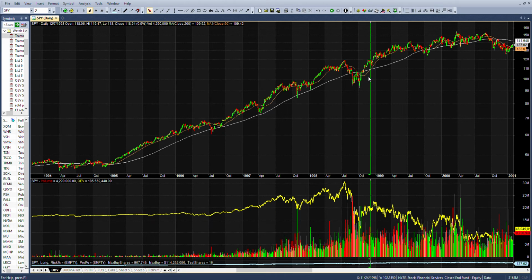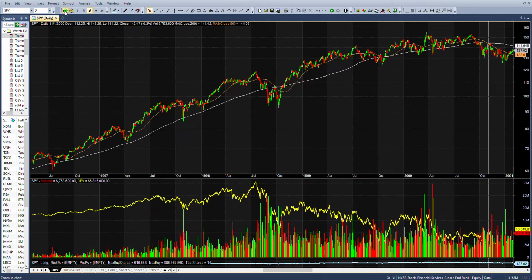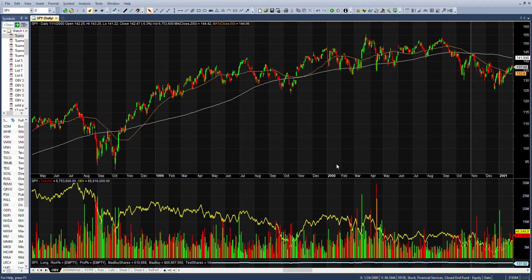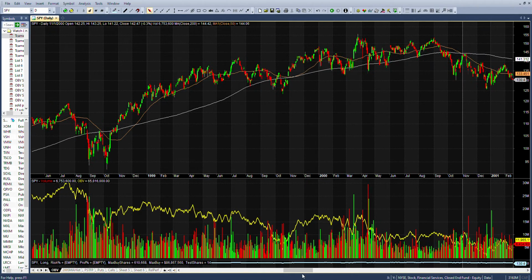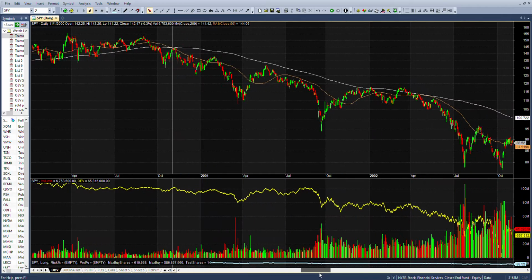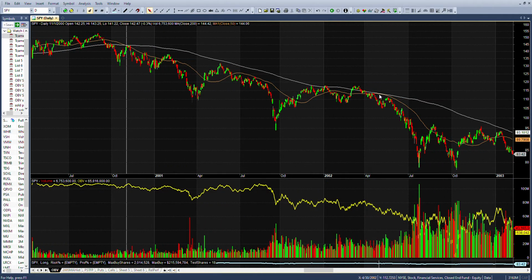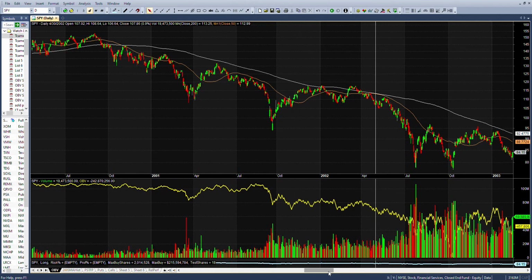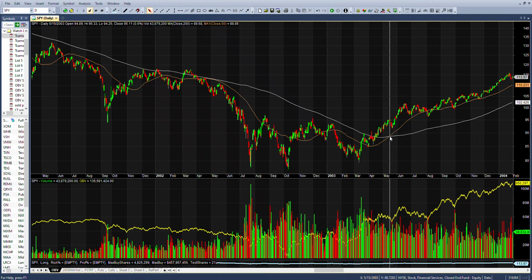You could have gotten back in once it crossed over positive again, and you would have pretty much been in it, right? I'm not zooming in to get exact dates, but you get the idea of what I'm trying to show here. Late 2000, it crossed back over. That could have been your signal to stop buying stocks and go into cash, and you would have been out of the market all the way into somewhere around May of 2003.